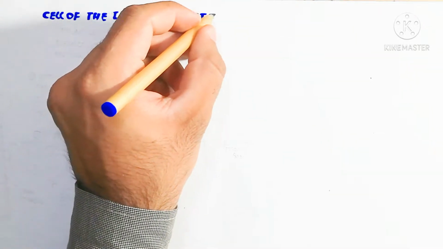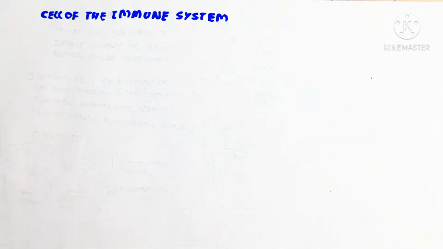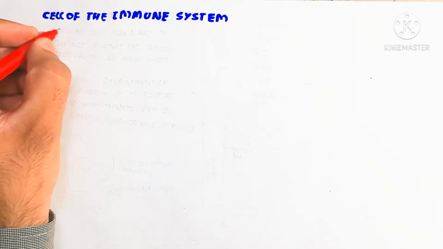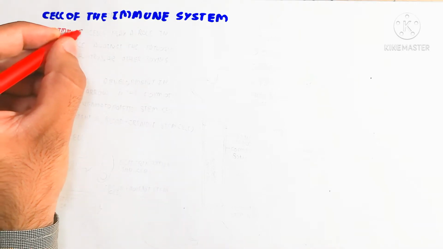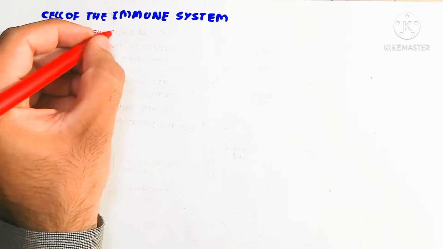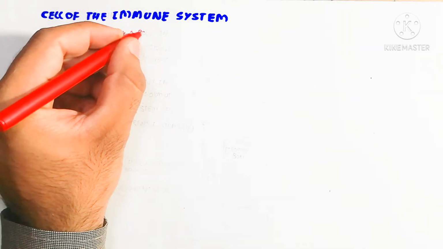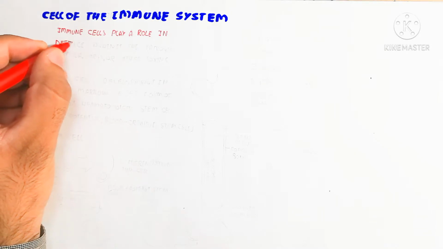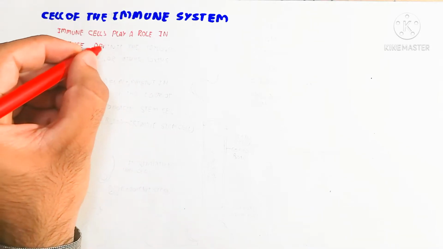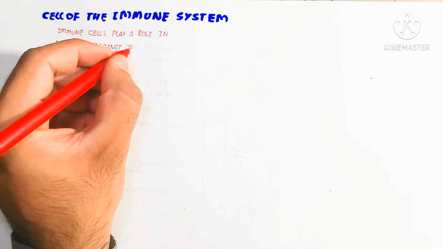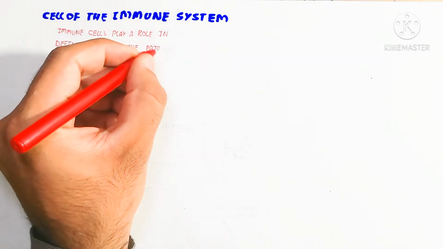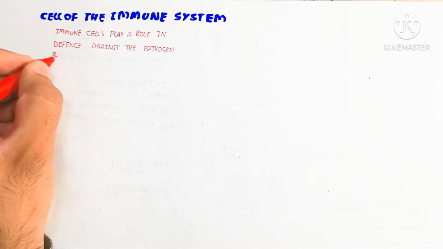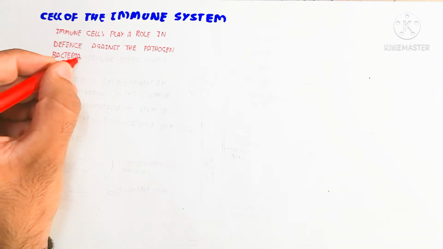I have already made a video about the cell classification, but here we will also understand their function and their cell proliferation from the stem cell. So let's talk about it here. The immune cells play a role in defense against pathogens like bacteria, viruses or other toxins.